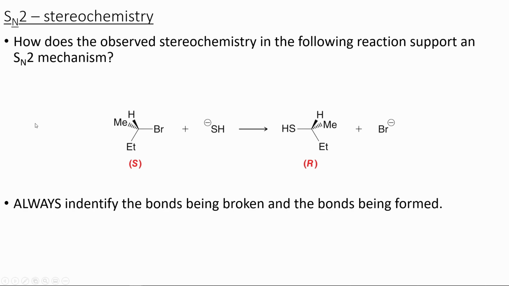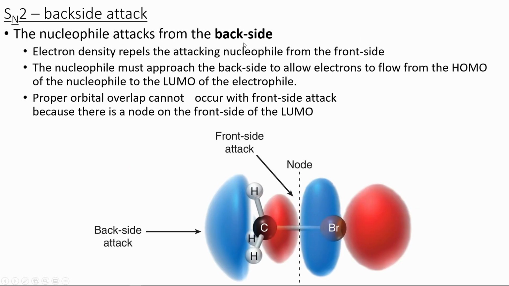Since the bonds are breaking and forming at the same time, every SN2 reaction that occurs on a chiral center is going to result in a flip of the stereochemistry. Since that bond needs to form and break at the same time, we're going to need to have the nucleophile approaching from the opposite side of the molecule as the leaving group. That's why one of the catchphrases for SN2 is the backside attack. The nucleophile is going to attack from the backside of the leaving group bond.